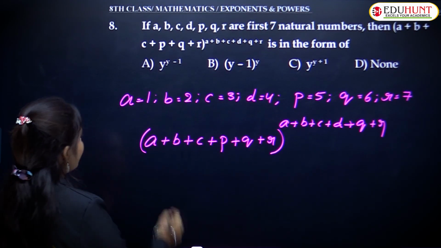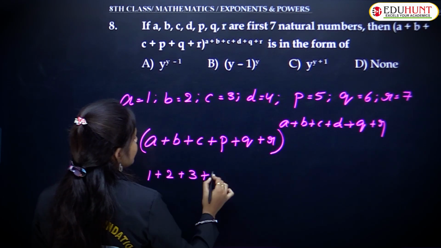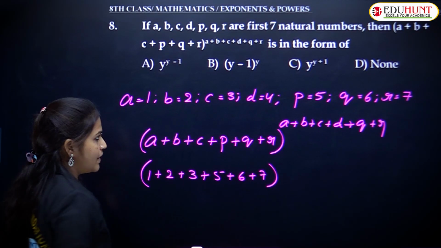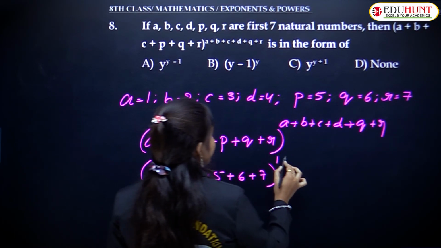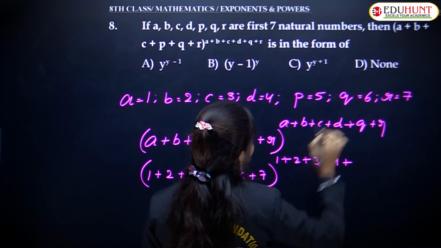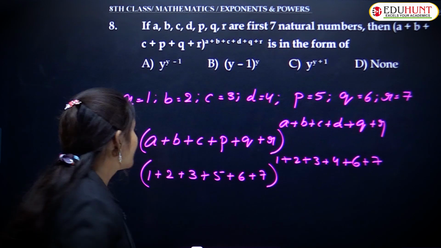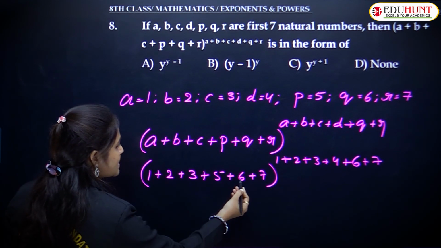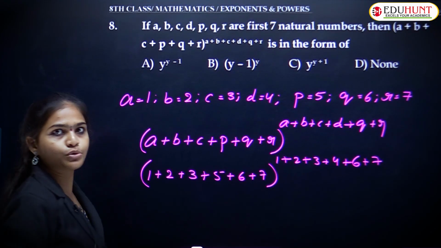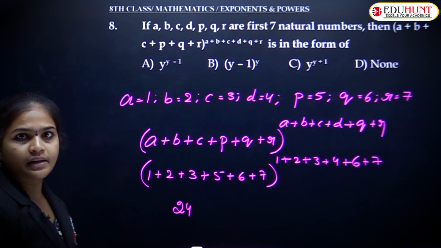Now substitute all the values. 1 plus 2 plus 3 plus P which is 5, 6, 7, whole power 1 plus 2 plus 3 plus 4, and 5 is not given since P is not given, so 6 plus 7. Understand? So see that, 7 plus 6 is 13, 13 plus 5 is 18, 18 plus 3 is 21, 21 plus 2 is 23, plus 1 is 24. Am I clear to you?